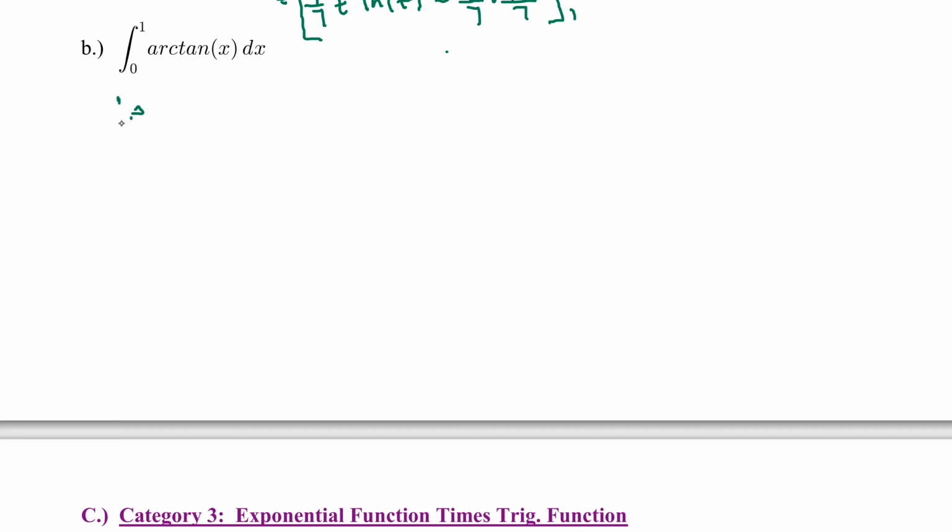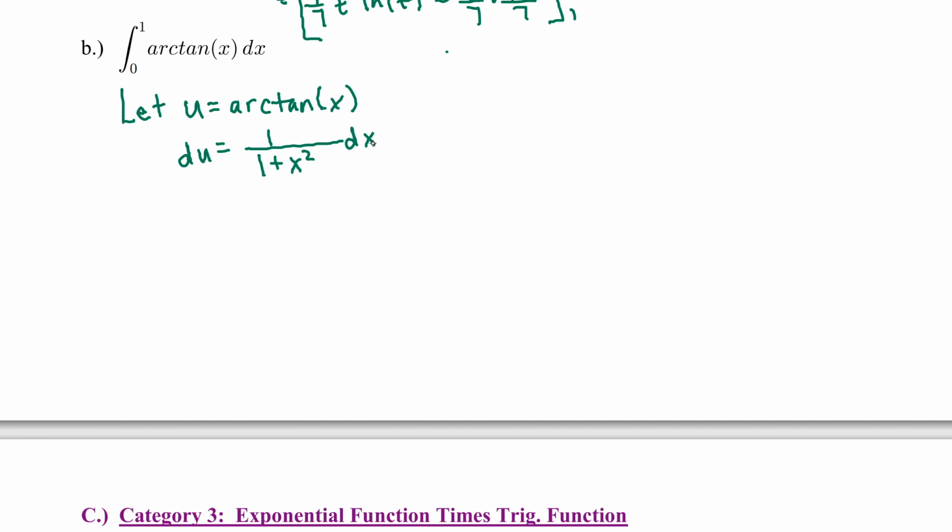The only choice we have here for u is to let u be the transcendental part, or the only part we have there, arctangent of x. Now the reason that we choose that is because its derivative is algebraic. Now remember, we have learned the derivative of arctangent of x. In this case, it's 1 over 1 plus x squared dx.